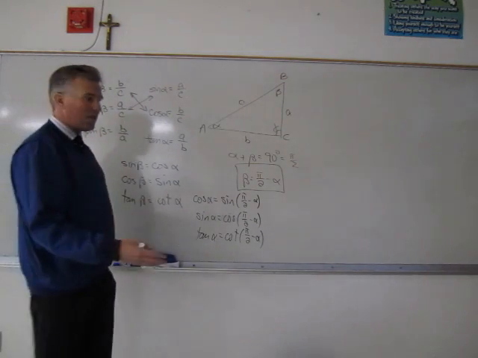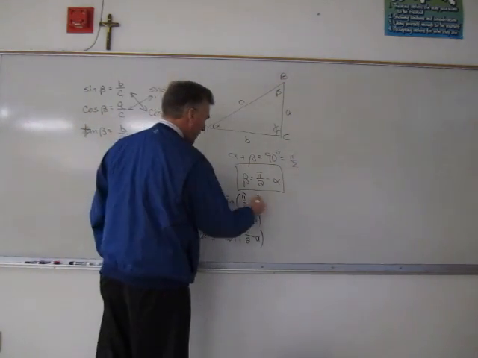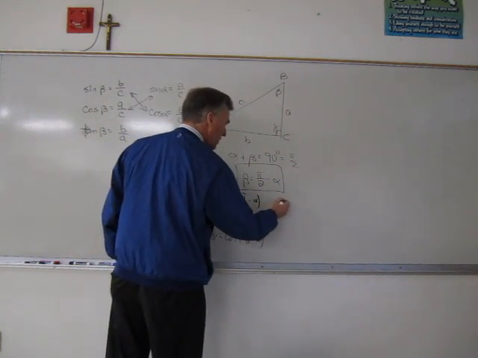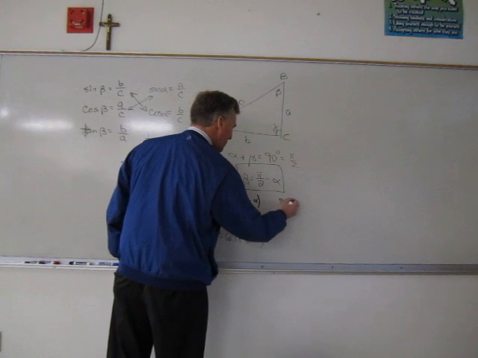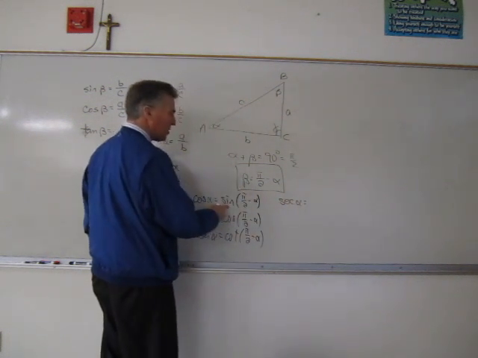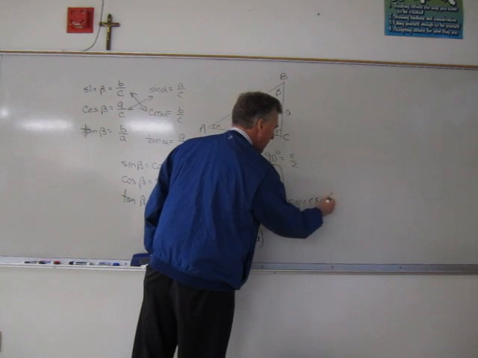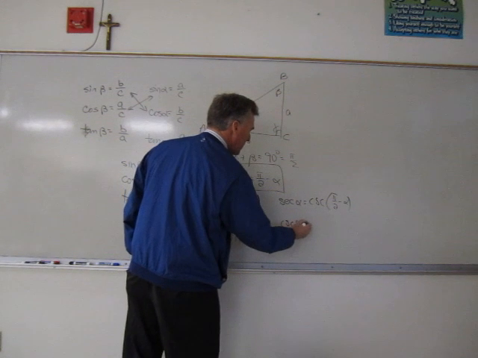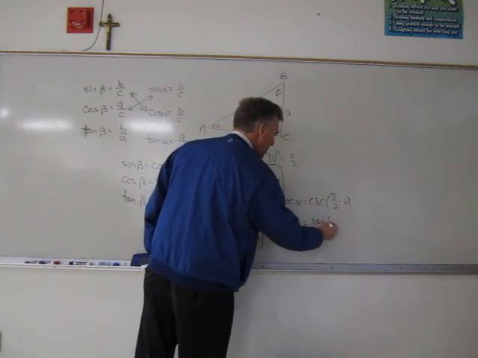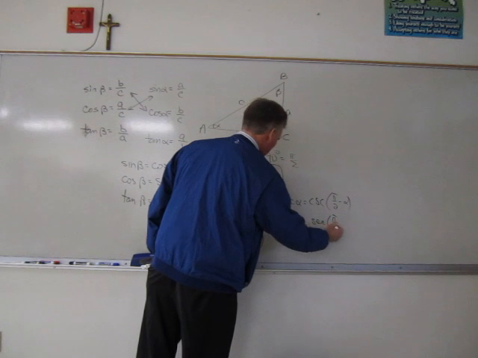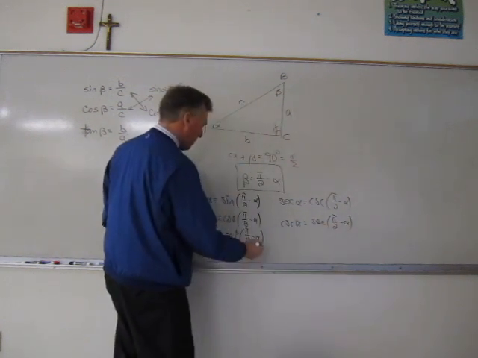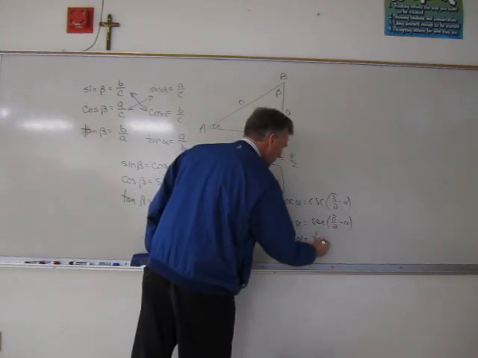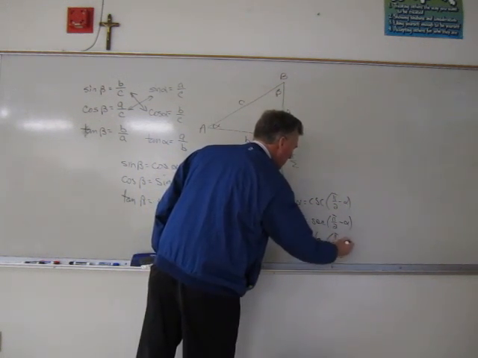Now we can use the same reasoning to get the other three. So if you take the reciprocal of cosine, which is secant, we have that secant of alpha is equal to the reciprocal of sine, which is cosecant of pi over 2 minus alpha. And then cosecant of alpha is equal to secant of pi over 2 minus alpha. And finally, cotangent of alpha equals tangent of pi over 2 minus alpha.